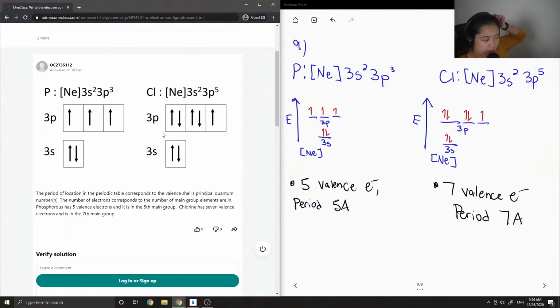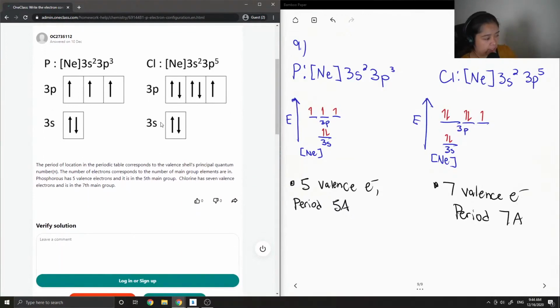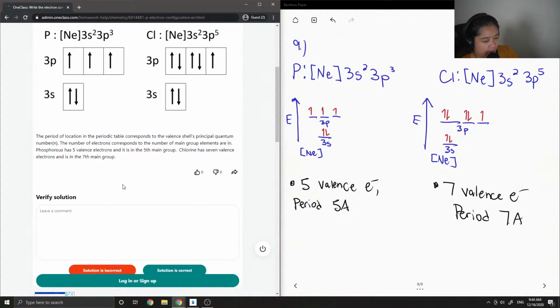And the junior tutor said the period of location in the periodic table corresponds to the valence shell's principal quantum number. Number of valence electrons corresponds to the number of the main group the element is in. Phosphorus has 5 valence electrons and it is in the 5th main group. Chlorine has 7 and it is in the 7th main group. Yep, so this solution is correct.